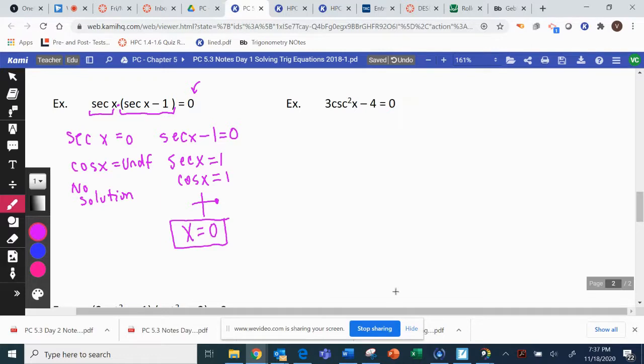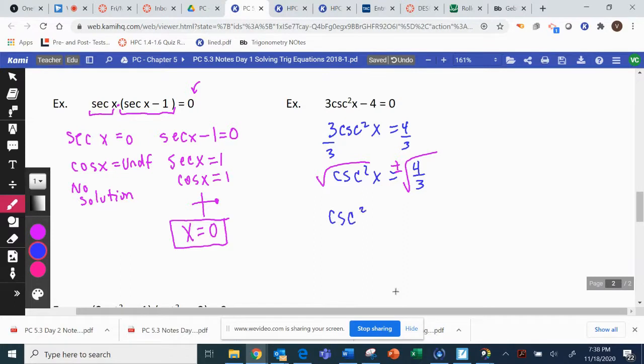All right, the next example, that's a lot like the previous example that we did like 2 examples ago. So we're going to solve for cosecant x first. I'm going to add the 4. Divide by 3. And then I'm going to square root both sides.